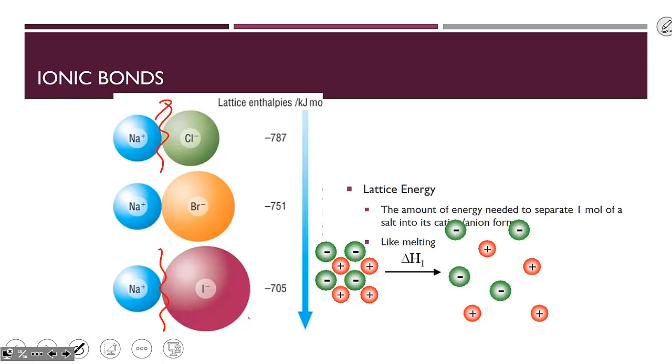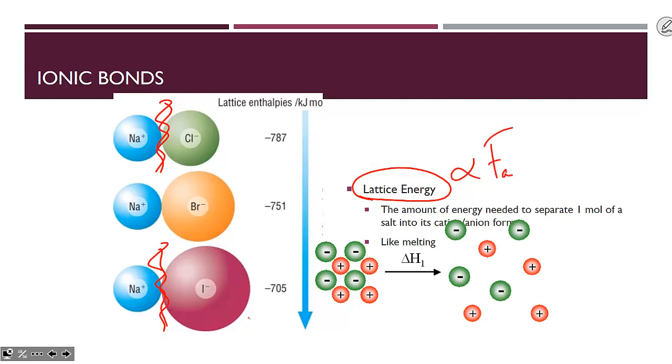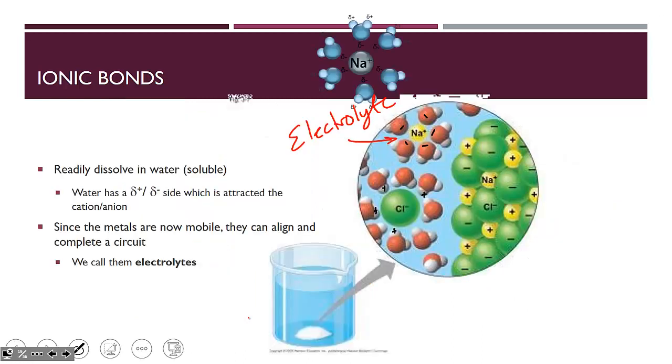If you wanted to separate 1 mole of an ionic compound, that's known as its lattice energy. So again, lattice energy, very similar to melting point for an ionic compound, is most proportional to that force of attraction, which you can relate to the charges divided by the distance. Now, when it comes to electrolytes, salts can come in a couple different varieties.